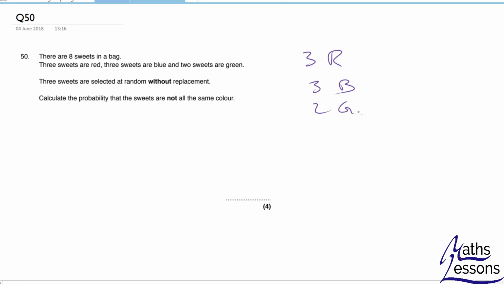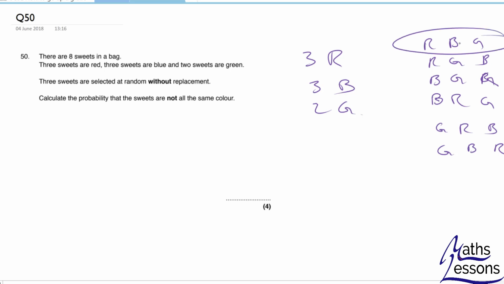3 sweets are selected at random without replacement. Now probably these sweets are not all the same colour. So you can have red, blue, green. You can have red, green, blue. You can have blue, green, red, and you can have blue, red, green, and then we've got green at the beginning, green, red, blue, and green, blue, red, as the ways we could do this. Now, if I pick them out, let's just do this one first. So we've got red, blue, green. So we've got 3 out of 8 are red. And then we're going to choose some blues.